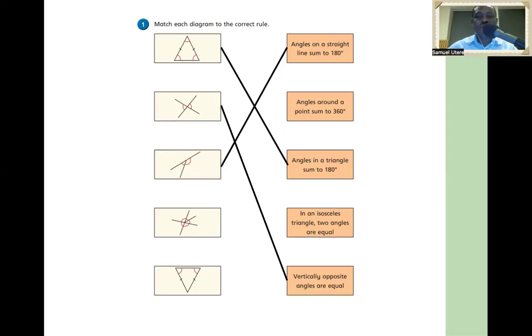For the next one, we can see that these are angles at a point. So the angles at a point add up to 360 degrees. For the last one, we can see that that represents an isosceles triangle, of which the base angles are equal.